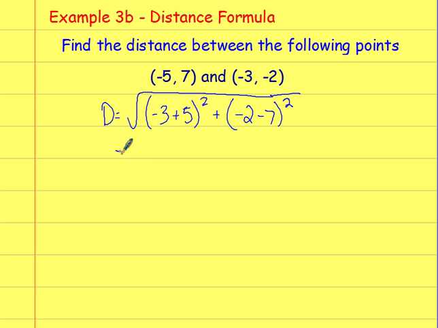And if I simplify this, what's negative 3 plus 5? 2, so you should get 2 squared, plus, what's negative 2 minus 7? Negative 9 squared. Now, notice the difference in how I wrote it, okay? It's just 2 squared, so I didn't have what?